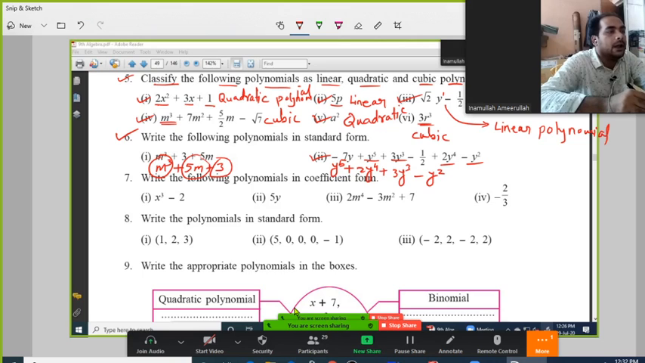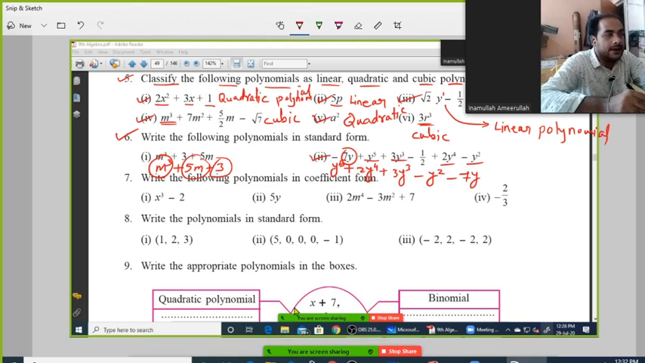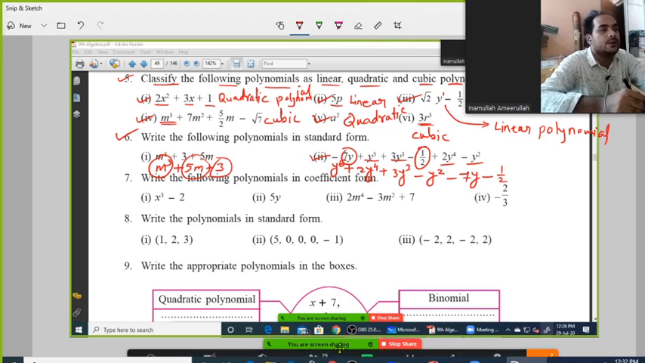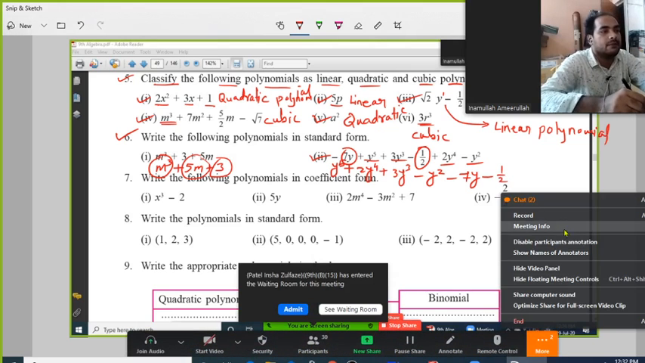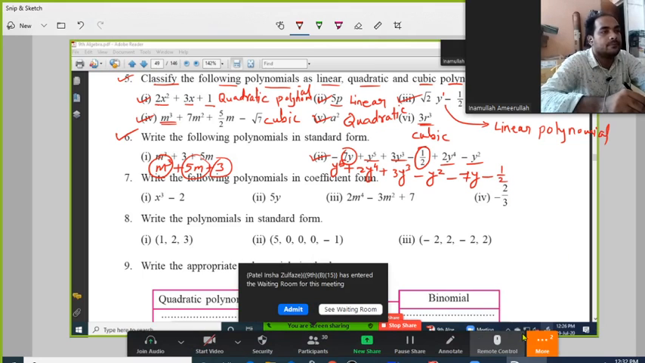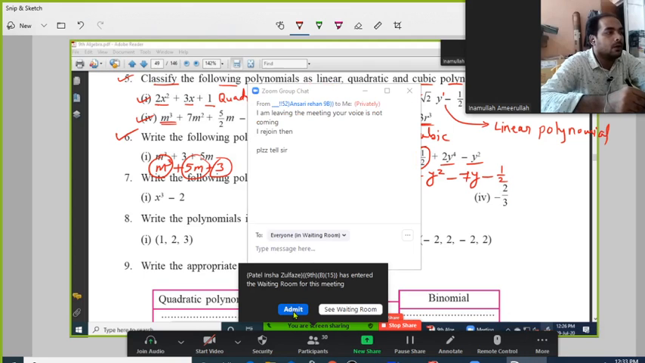and after square we need 1. So this one has power 1, that is minus 7y. And the last term should have power 0. So this 1 by 2 has power 0, that is minus 1 by 2. So this way you can write this given polynomial in proper order.